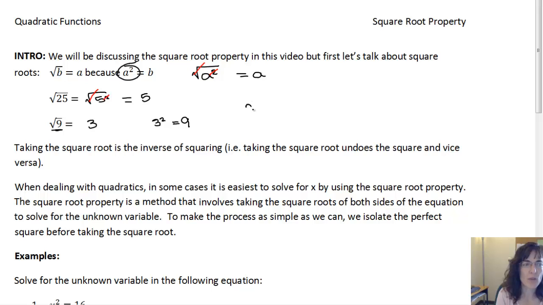Now you do need to be careful if you have the square root of x squared plus 9. That is not the square root of x plus 3. We'll get into some more of that later, but I just want you to notice if there's an addition in the radicand, then we can't simply write it as the sum of the two square roots. It only works when we have numbers that are being multiplied. Okay, so taking the square root is the inverse of squaring, or the opposite of squaring. Taking a square root undoes the square, and vice versa.